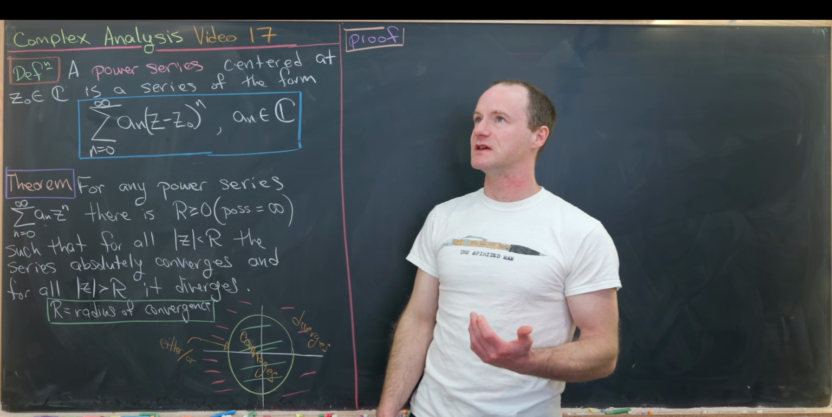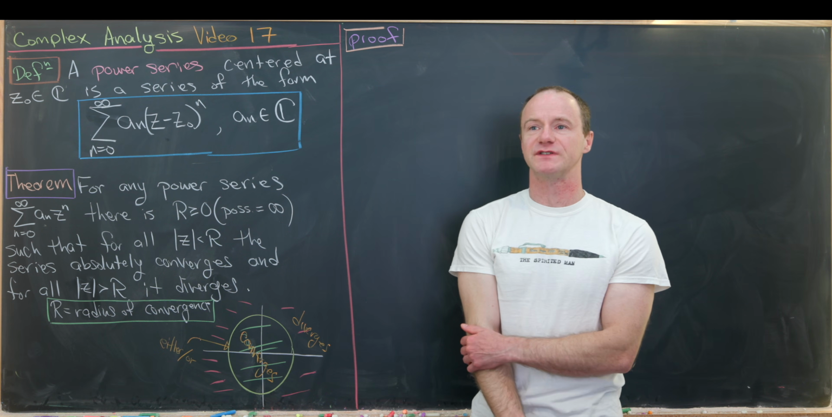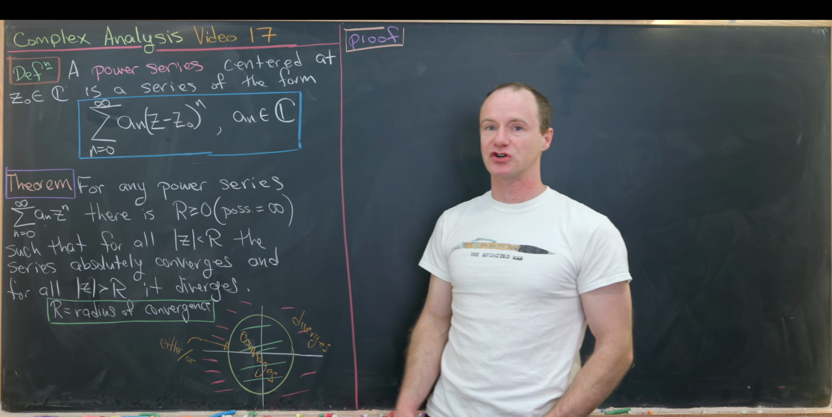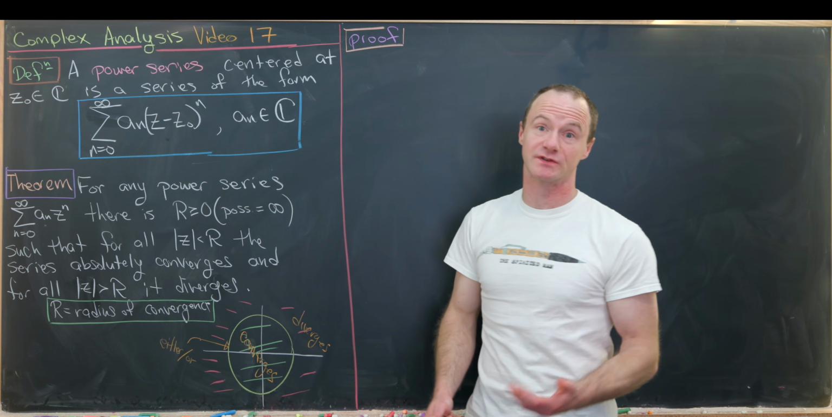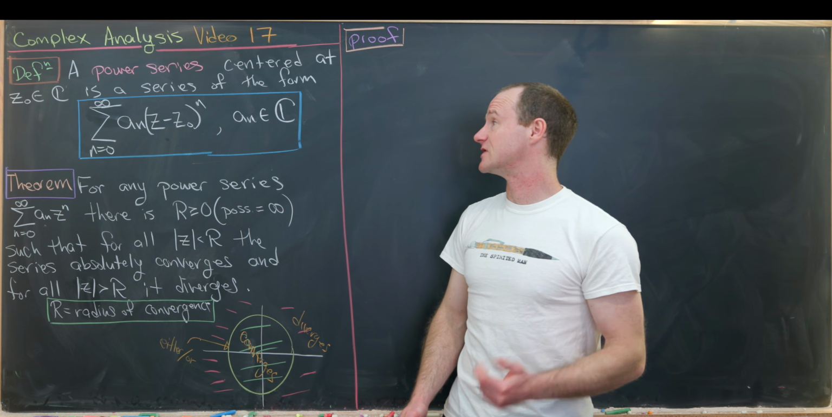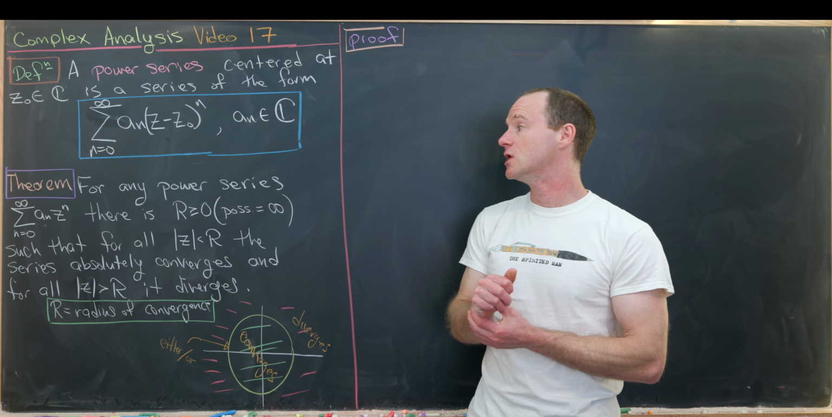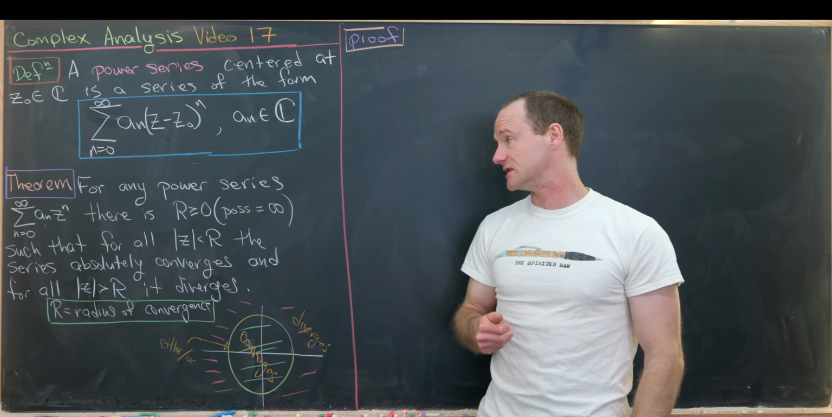So what that really means is that we only really need to prove results for power series centered at 0, and then apply a transformation to get those results about power series centered at z0. So most of the time when we're proving results, we'll do these things centered at 0.